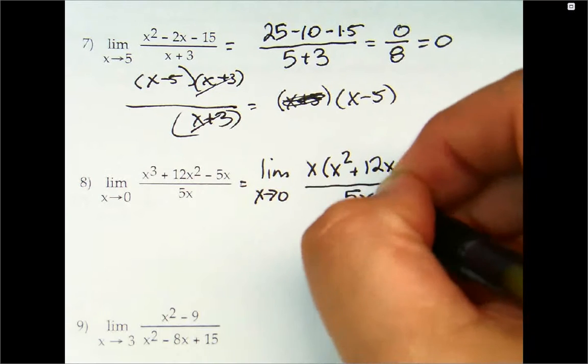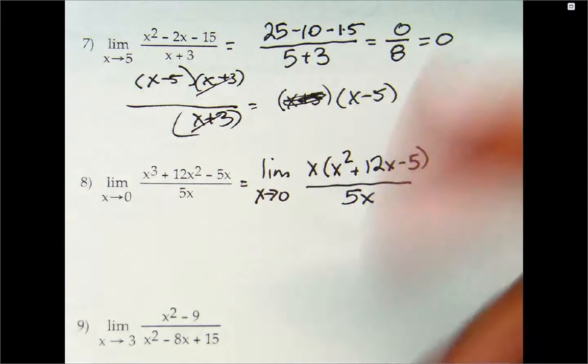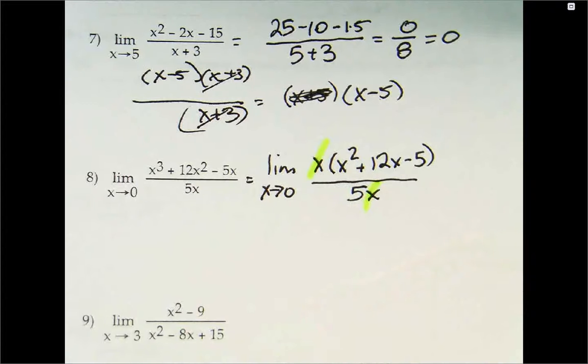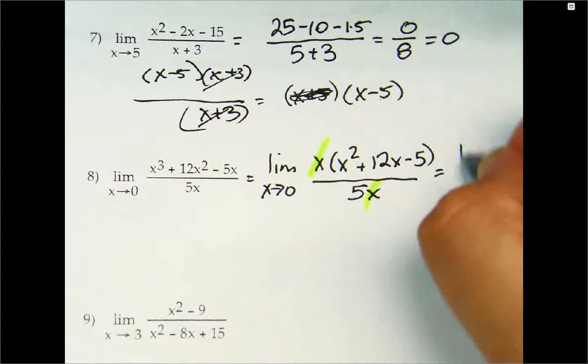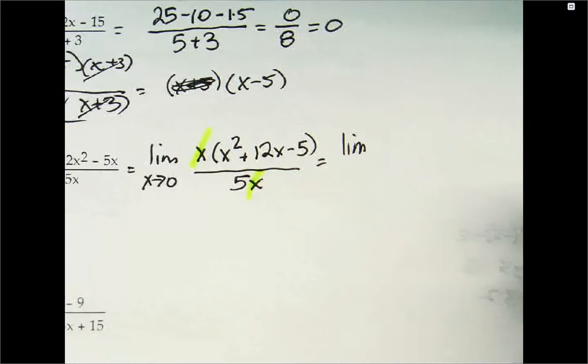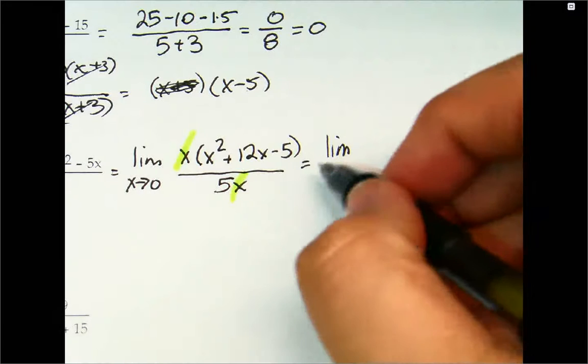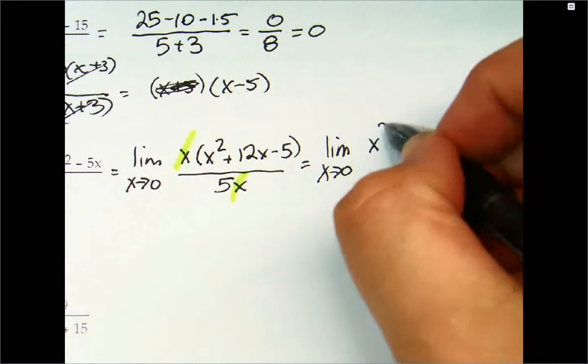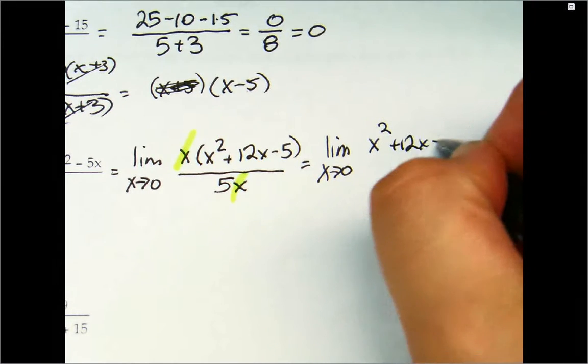And now that x and that x divide out, so I'm left with the limit as x approaches 0 of x squared plus 12x minus 5 over 5. Plug in a 0.